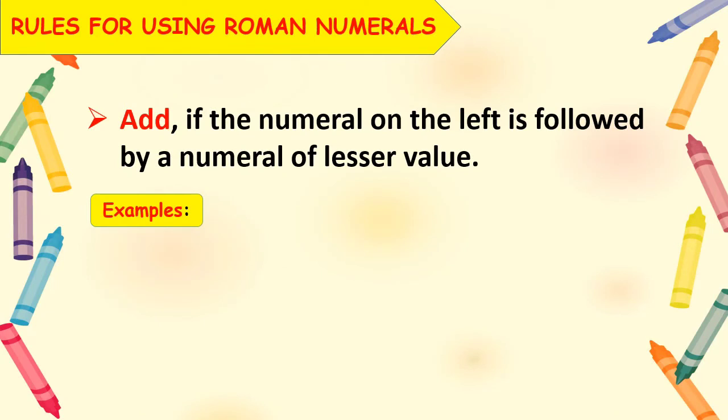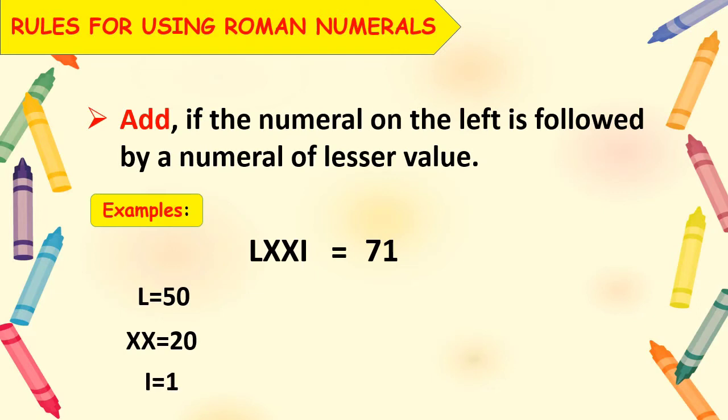Now, let's have another example. LXXI is equal to 71. L is equal to 50. XX is equal to 20. And I is equal to 1. 50 plus 20 plus 1 is equal to 71.